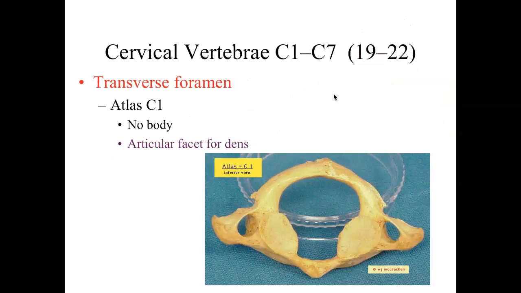Now, your cervical vertebrae also have very special vertebrae, and that first one, C1, has a special name to it called atlas. It has no body and it has an articular facet for the dens, which would be on this anterior surface here. This would be more posterior.